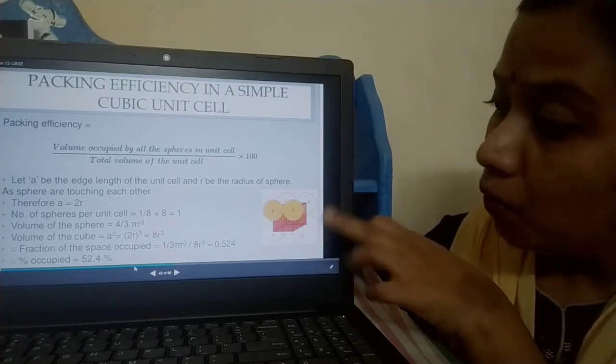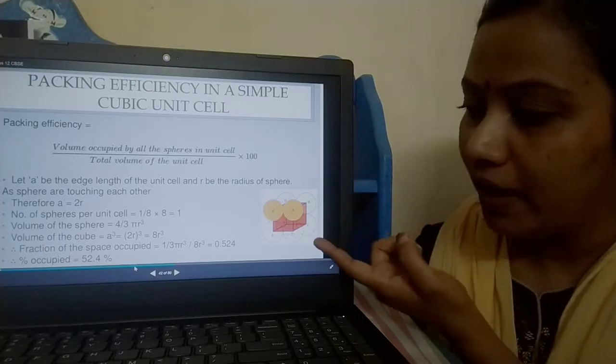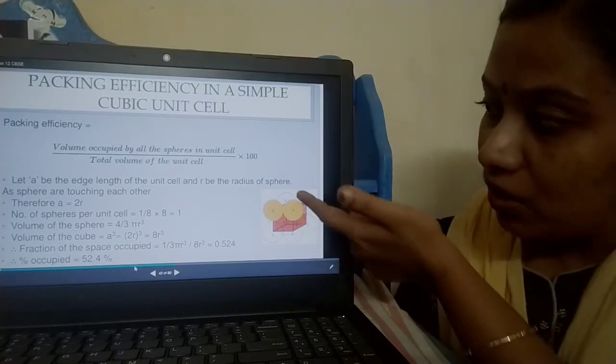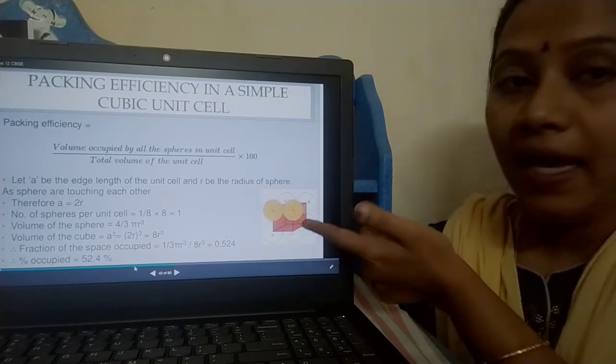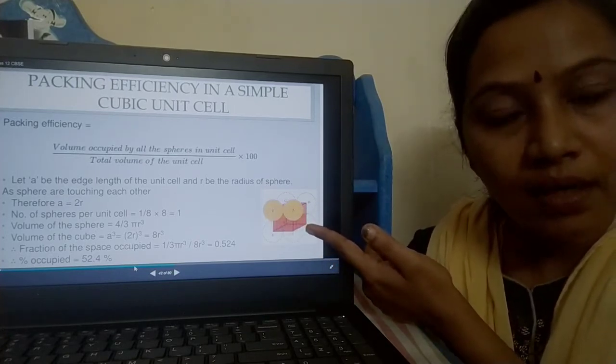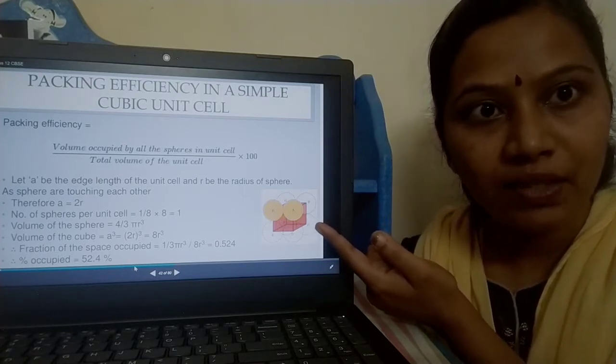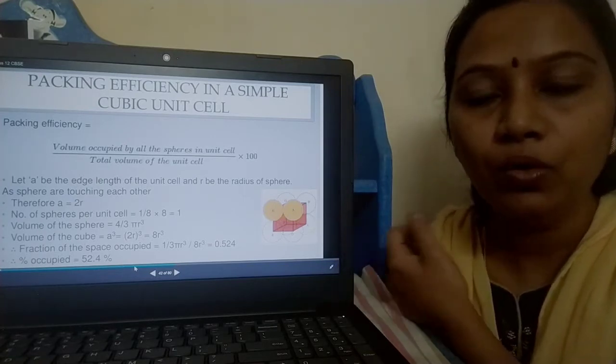Now what is A? What did I tell you for A? A is the edge length of the unit cell. R is the radius of the sphere. Since two spheres are in contact with each other, A is equal to 2R.